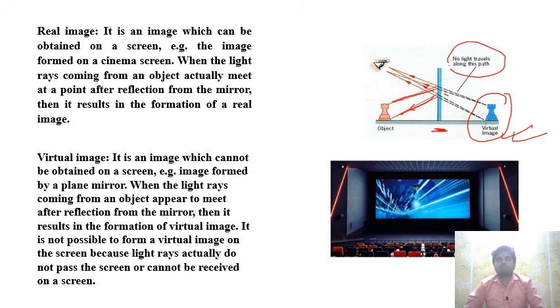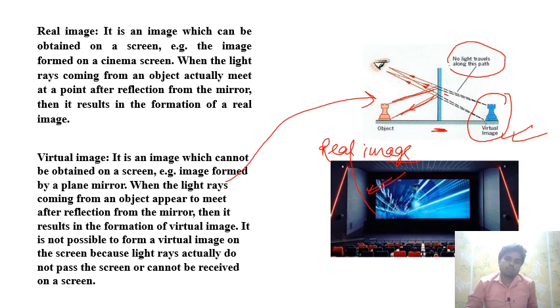A virtual image cannot be put on the screen, we cannot see it on a screen. Like when we go to a cinema hall, the light is coming from the back side, and the image is formed on the screen. Such an image is known as a real image. And those images which we cannot make on the screen are known as virtual images.